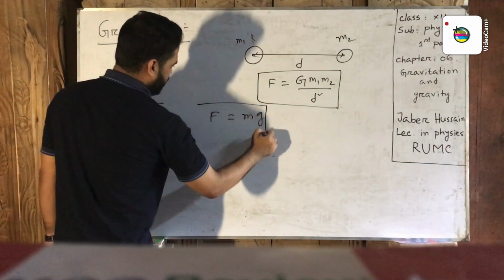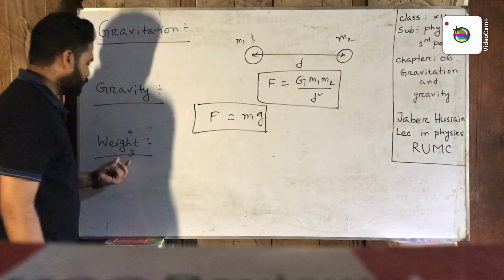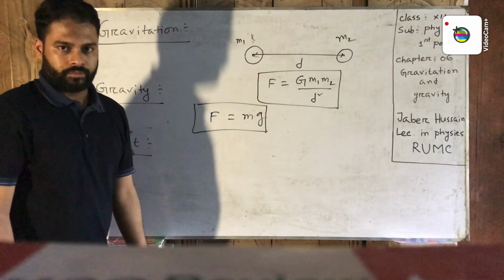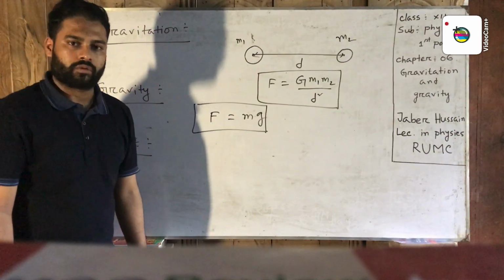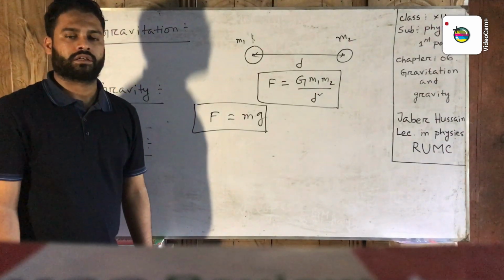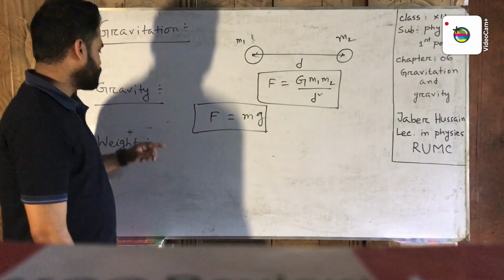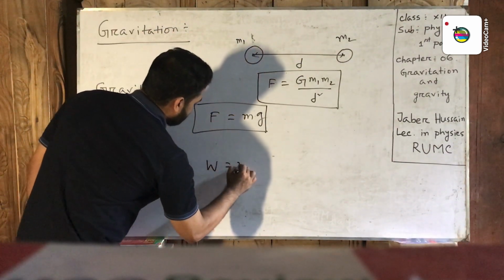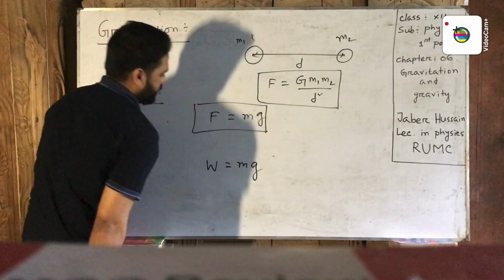This is the gravity. And what is the weight? Weight and gravity are equal. Weight means the attraction force on an object by the earth is called weight. That means weight and gravity are equal, so that weight W equal mass into gravitational acceleration.